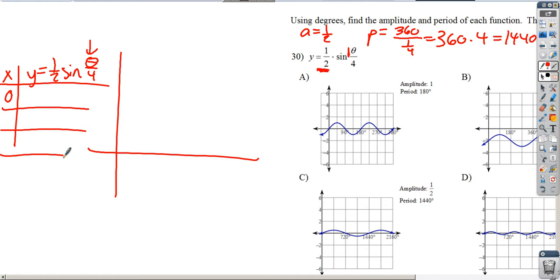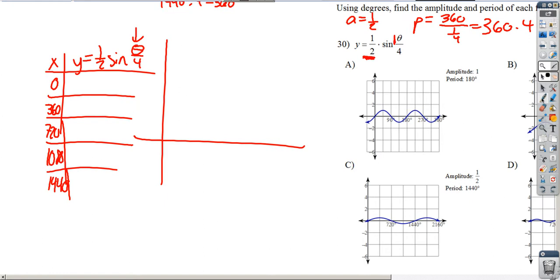Okay, then we need to divide the period into 4. The period we said was 1440. So 1440 divided by 4 is 360. So that means we're going to go up on this graph every time by 360 degrees. And we want 1440, the last number right here, should be the amount of the period, which is 1440. We want 5 things in that table because this is the starting point and the ending point is the same. And just to make sure that we have it, our ending point should be the same as the starting point.